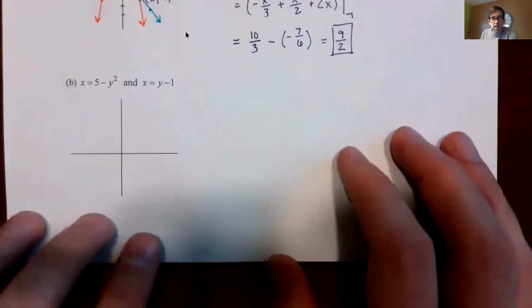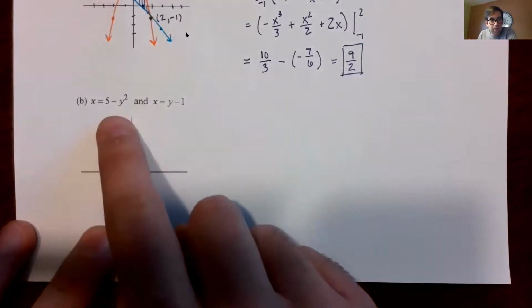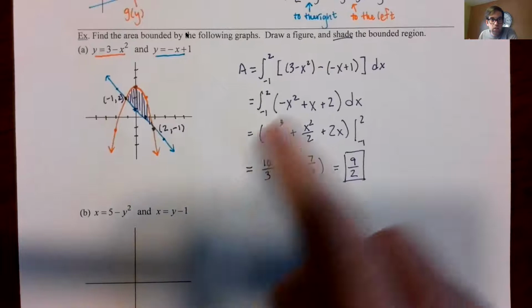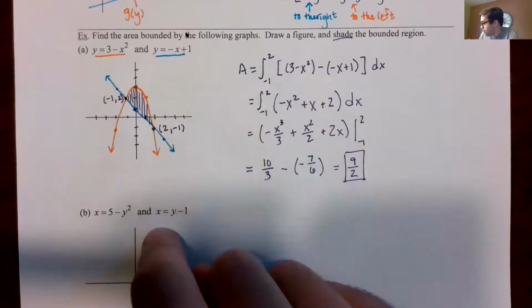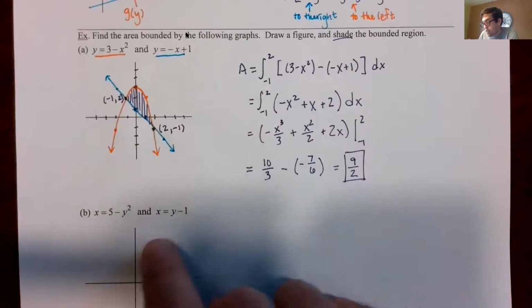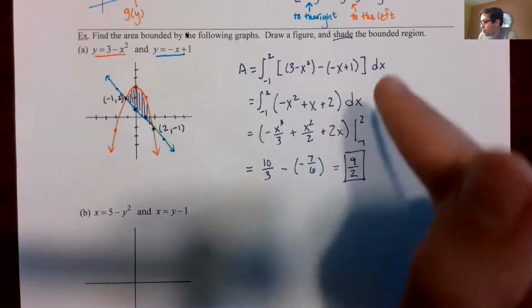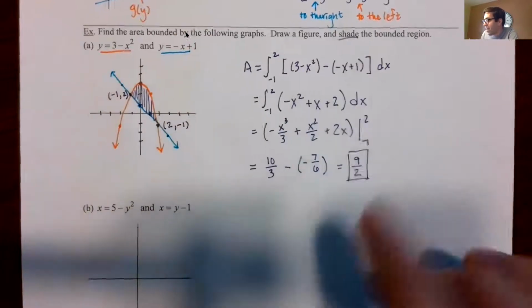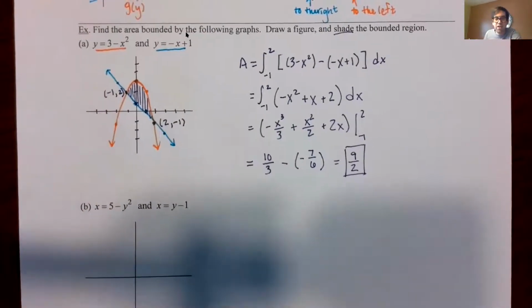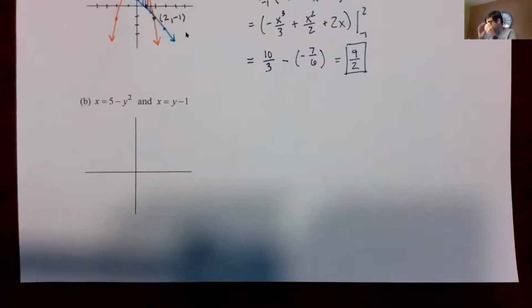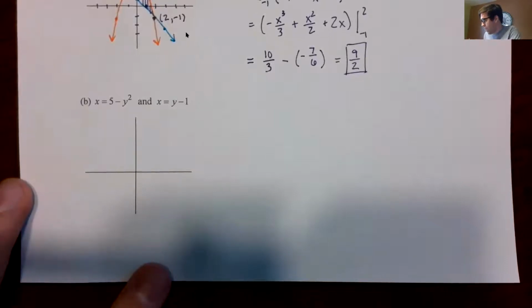So letter B says that x equals 5 minus y squared and x equals y minus 1. That's our two equations. A function would imply that it passes the vertical line test, which one of these doesn't, which we'll see. But anyway, we're going to find the area bounded by the graphs, draw a figure, and shade the bounded region. So let's try that for this one. So in this question, first of all, we need to figure out how to graph these.